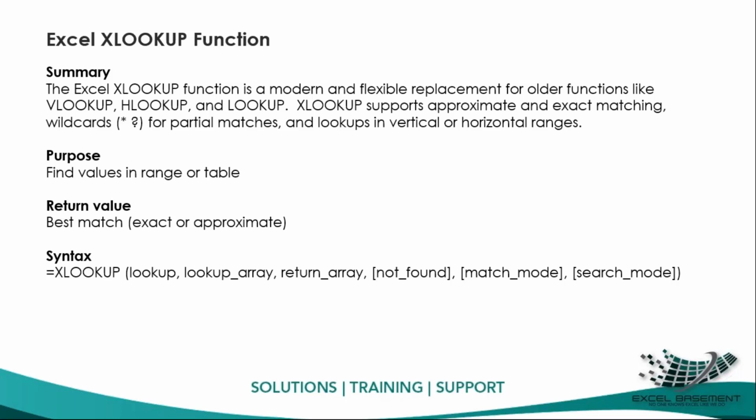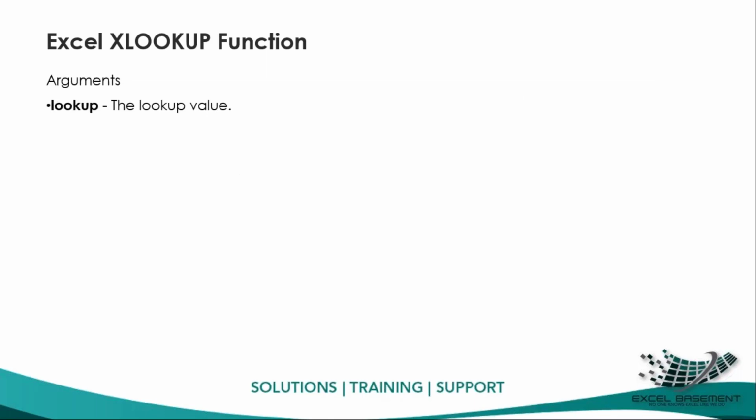So the first XLOOKUP argument is the compulsory argument, which is the lookup value, then the lookup array. If you have used index and match before, you can understand these two arguments very easily. Then the return array will be the result array. Not found, if the value is not found, what we need to have in this argument. Then match mode and search mode. Now we need to understand the match mode and the search mode.